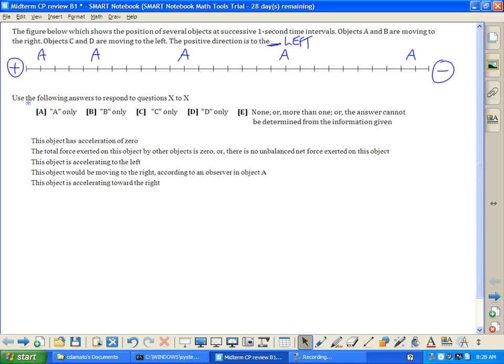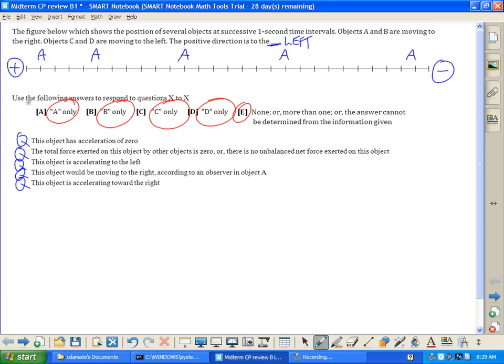Here's a question you're going to be asked. For each of these questions, you're going to select from these possible responses.